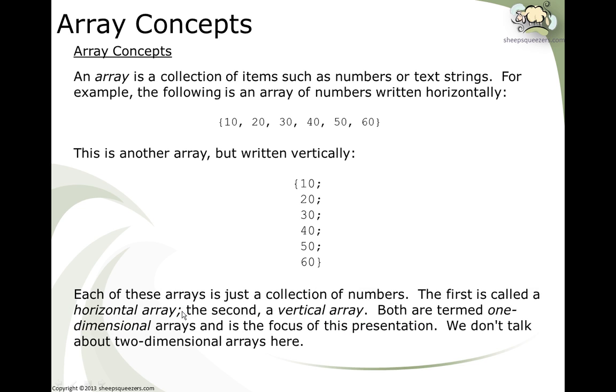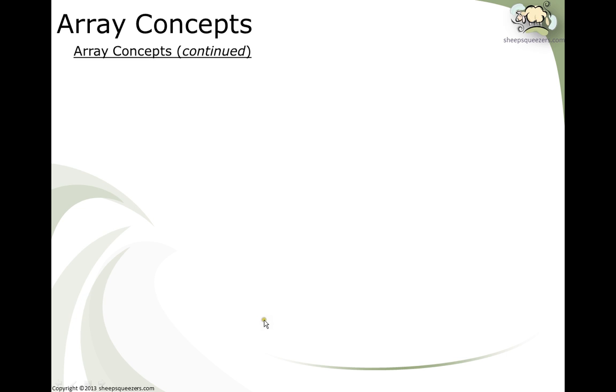Now, each of these arrays is just a collection of numbers. They could be text strings, but in this case they're numbers. The first one is called a horizontal array, and the second one is called a vertical array. Both are termed one-dimensional arrays, and we're going to focus on one-dimensional arrays in this presentation. We don't talk about two-dimensional arrays in this particular presentation.